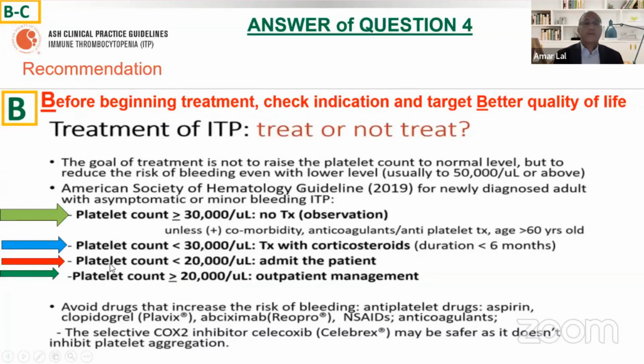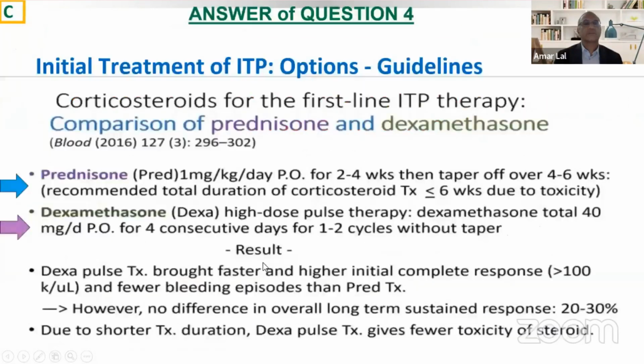And if platelet count is less than 20, you can admit the patient depending on the whole scenario. If more than 20, you can send the patient as an outpatient. So as I mentioned, this platelet count is 15,000 and multiple site bleeding, I admit the patient. So this is the same ASH guideline.